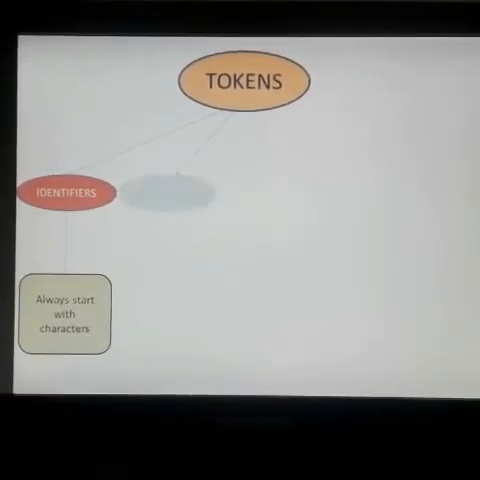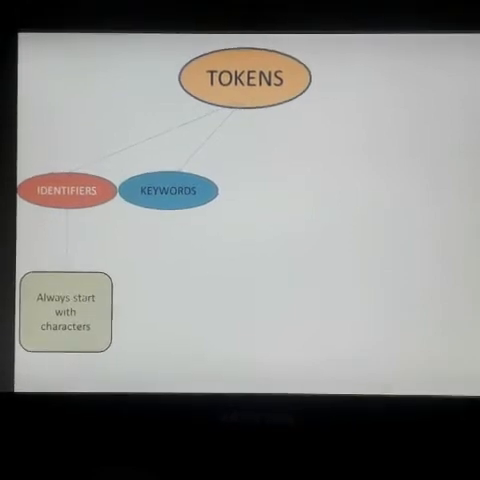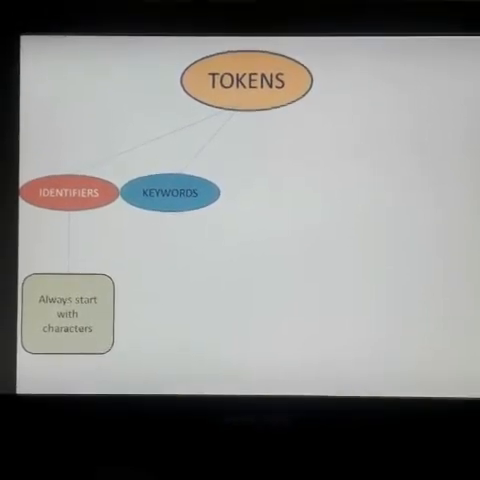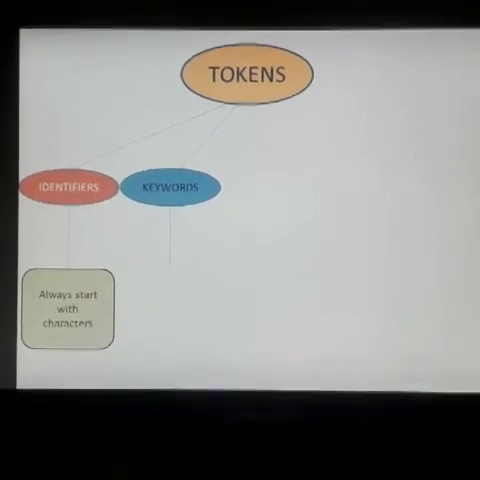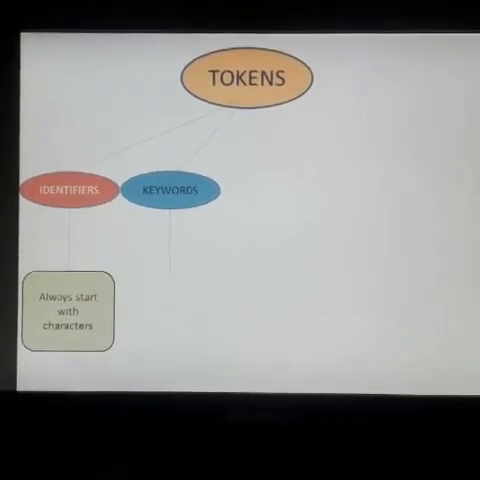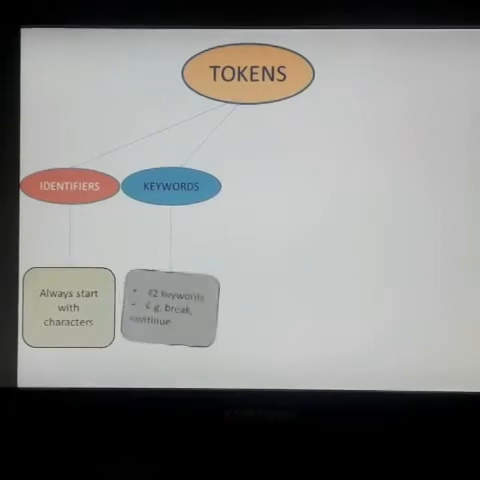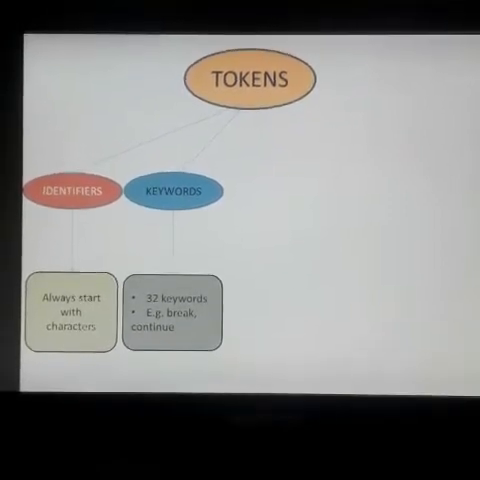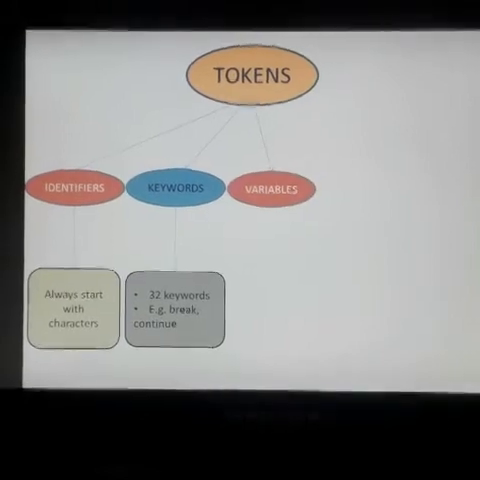Now comes the second one, that is keywords. These are the words that are already defined by the C compiler. So we can define keywords are the words predefined by C compiler. There are 32 keywords in C language. Example break, continue.